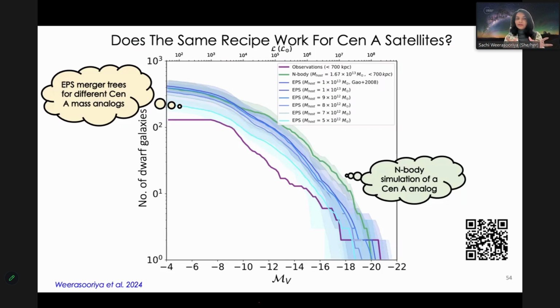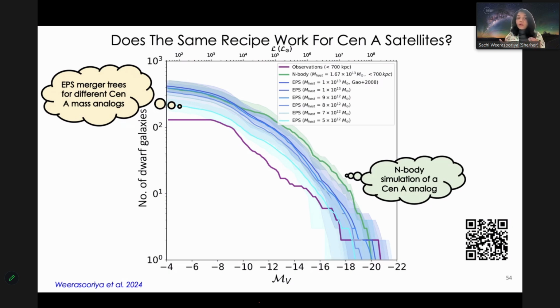Now you can see here, we are asking the question, does the same recipe work for Centaurus A satellites? Here we have run several models, N-body simulations, and EPS merger trees, which is another type of model, for different mass Centaurus A simulations. And the models are shown in green and blue, and the observations in purple. Again, this is showing the cumulative number of dwarf galaxies per absolute V band magnitude. And as you go from left to right, the brightness increases.